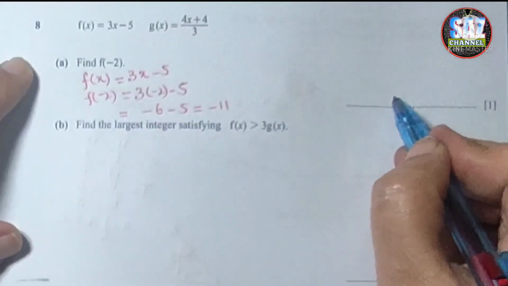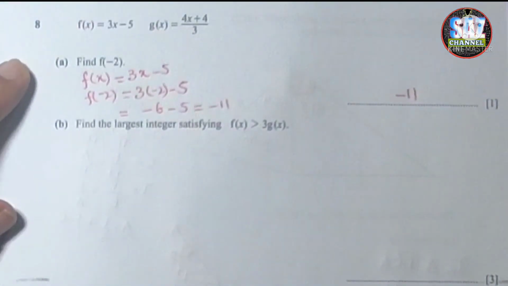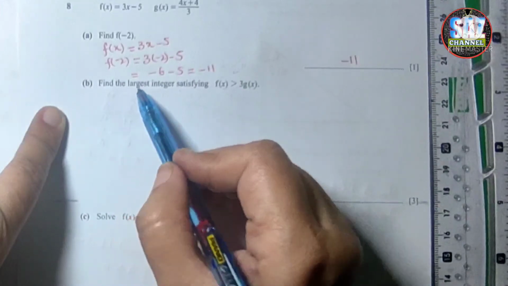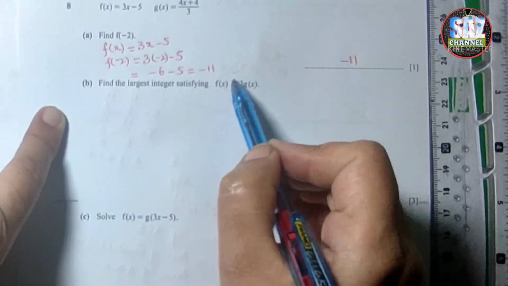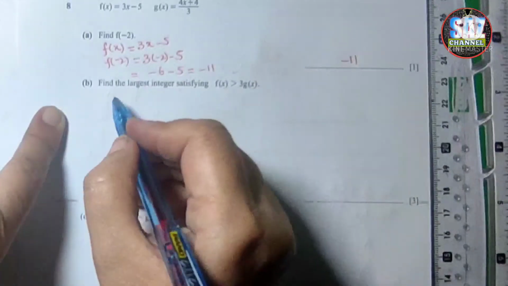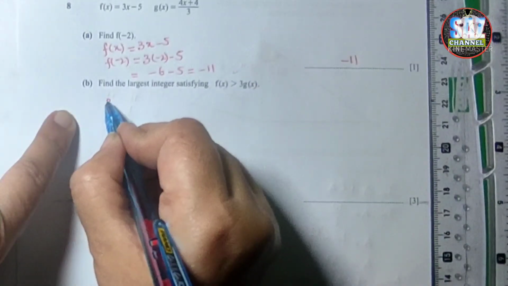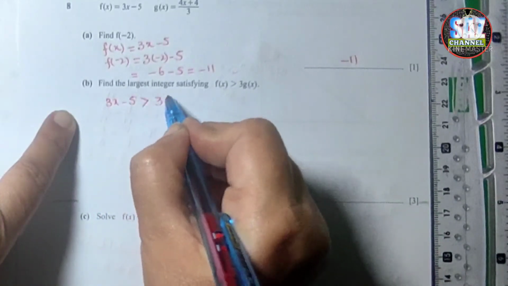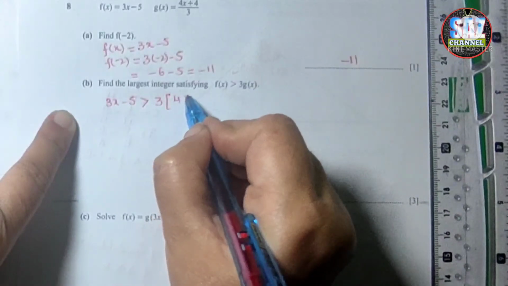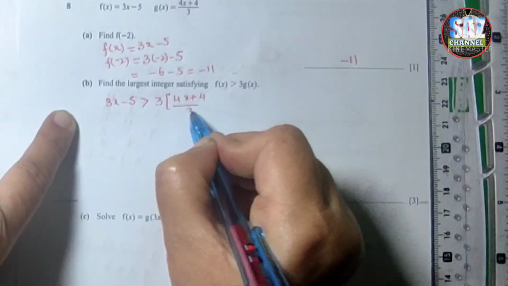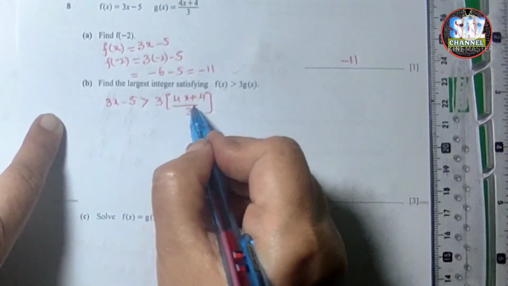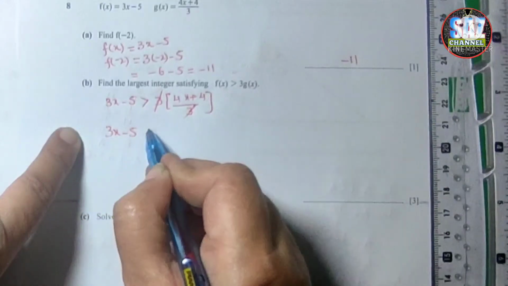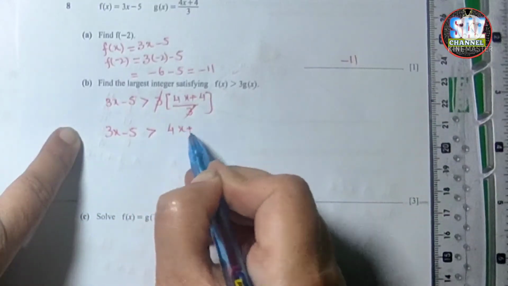So I have to fill up the answer space here. Okay, minus 11. The next part, in the B part, the question says find the largest integer satisfying f of x is greater than 3g of x. So f of x, 3x minus 5, is greater than 3 into 4x plus 4 over 3. And now, look, this 3 can go easily with this, and I'm left with 3x minus 5 is greater than 4x plus 4. Very easy.